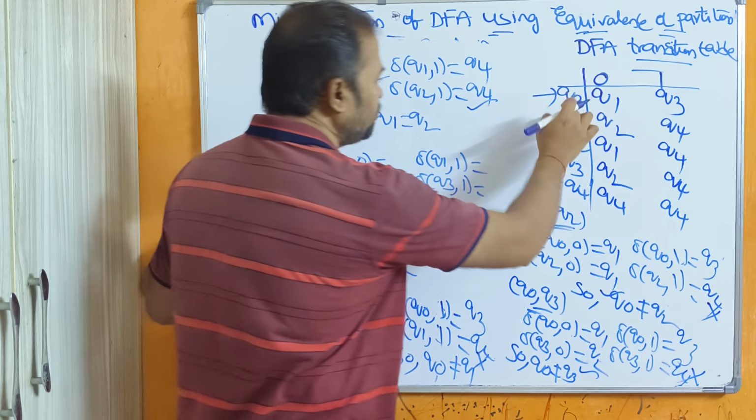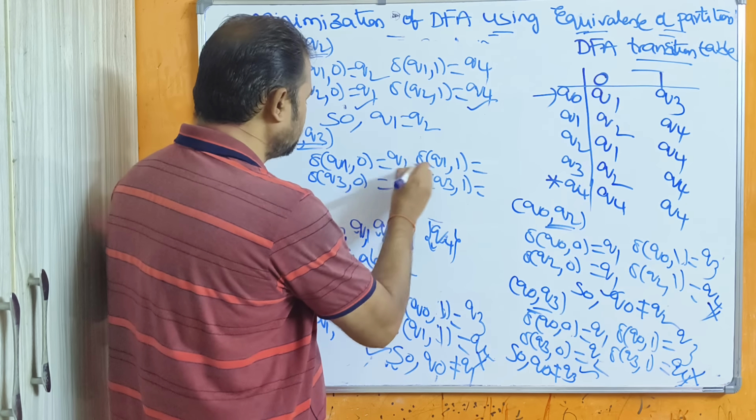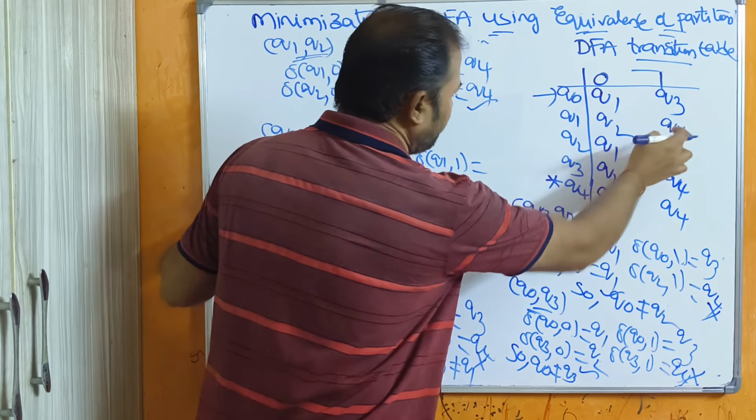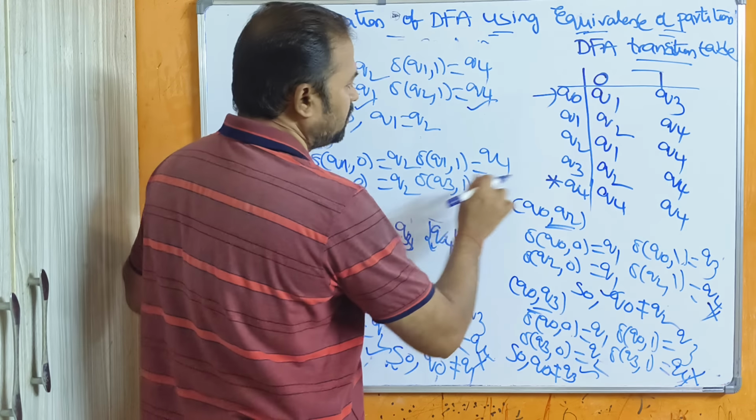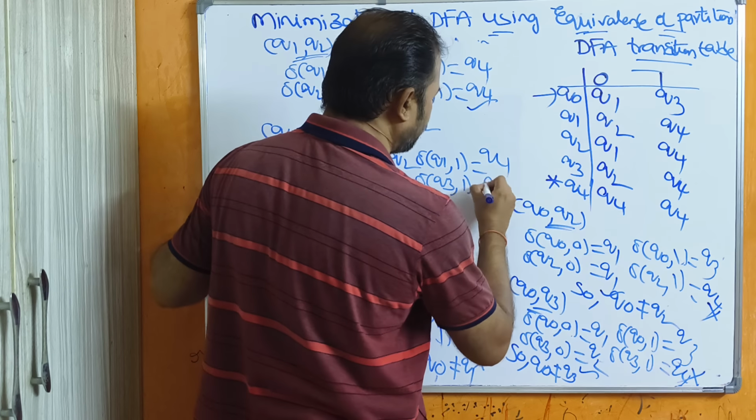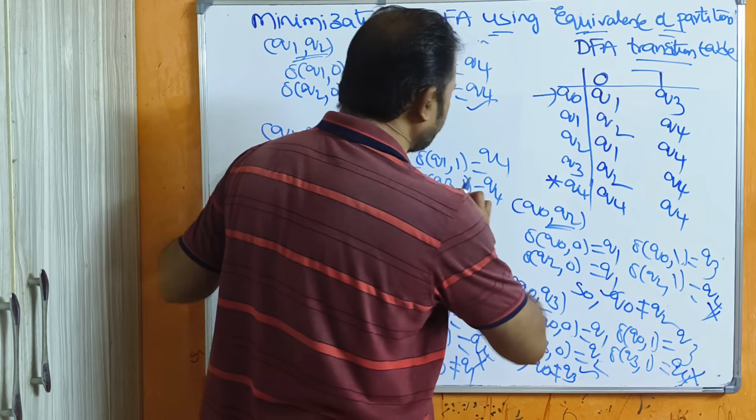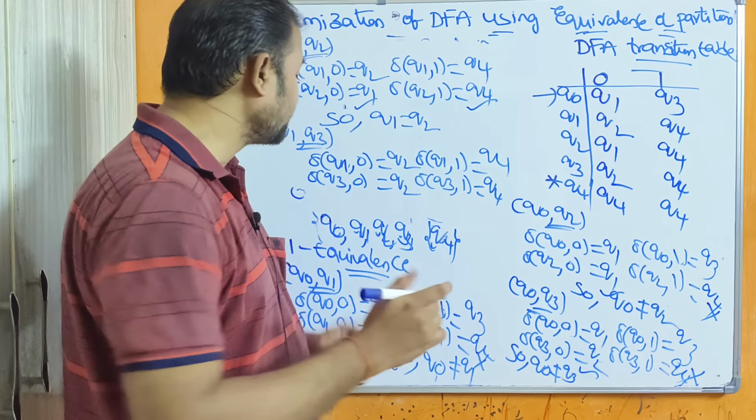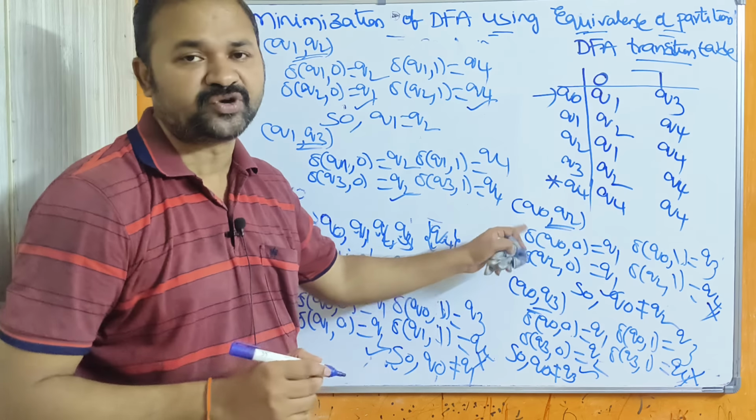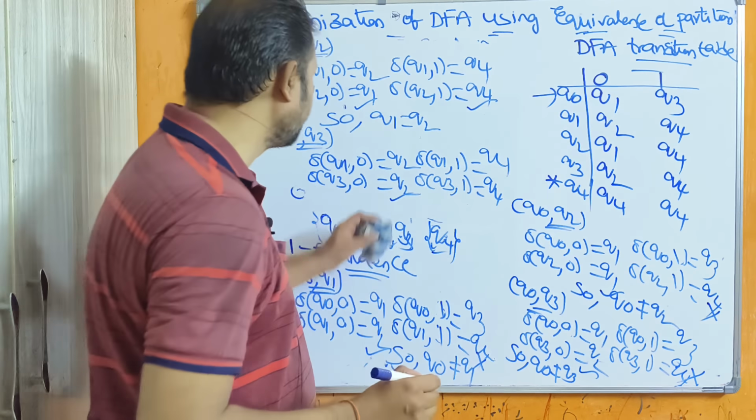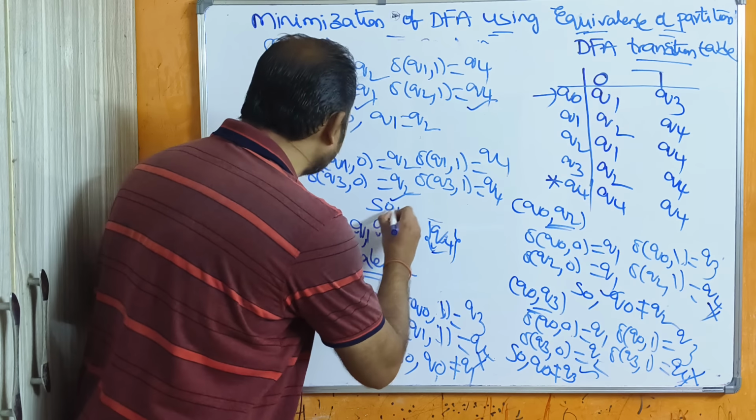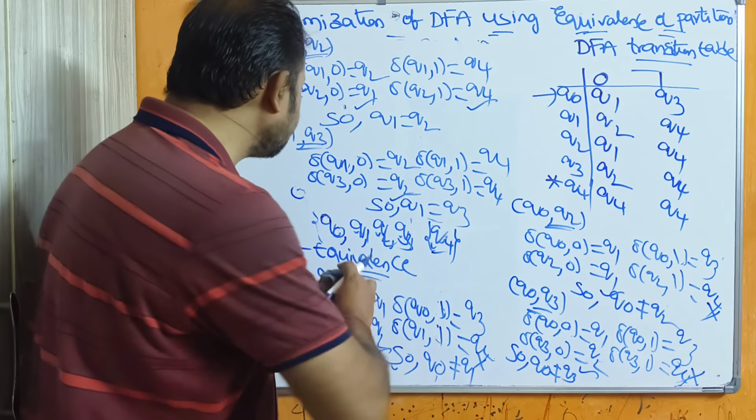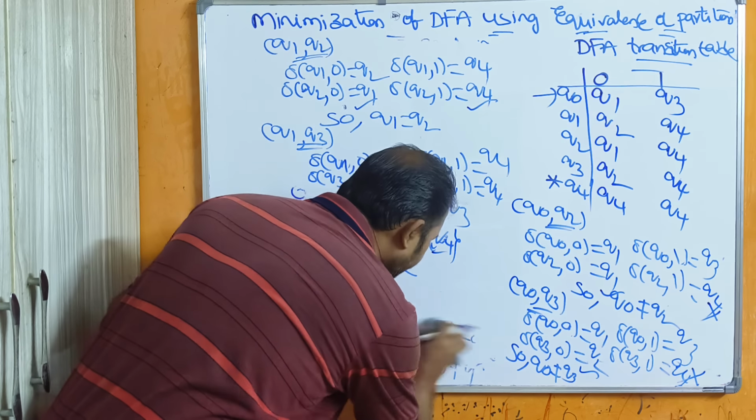Next, what is Q1 on 0? It is Q2. Next Q3 on 0, Q2. Next Q1 on 1, Q4. Q3 on 1, Q4. So Q1 on 1 is Q4, Q3 on 1 is Q4. So Q2, Q2, single state, so present in one set only. Q4, Q4, single state, so present in one set only. So now we can conclude that Q1 is equal to Q3. So now one equivalence is over. So what is the result of one equivalence?